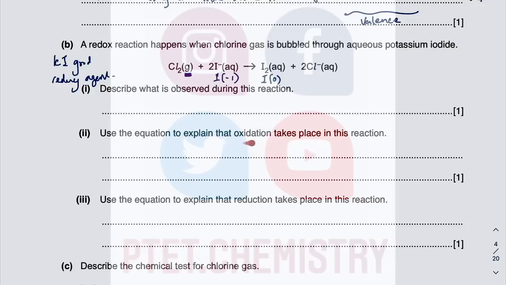Like this one, they say to explain oxidation takes place in this reaction. They don't specify use electrons or use oxidation number. So just because your school doesn't teach you, or the syllabus doesn't say you need to know, oxidation number is perfectly legit and you will never be penalized for showing correct chemistry if the question doesn't specify that you have to use a certain definition for it, okay?